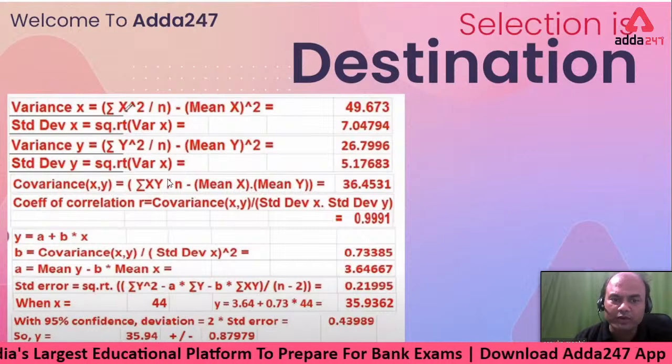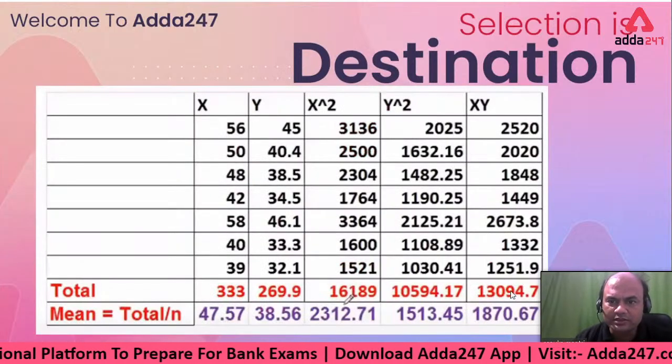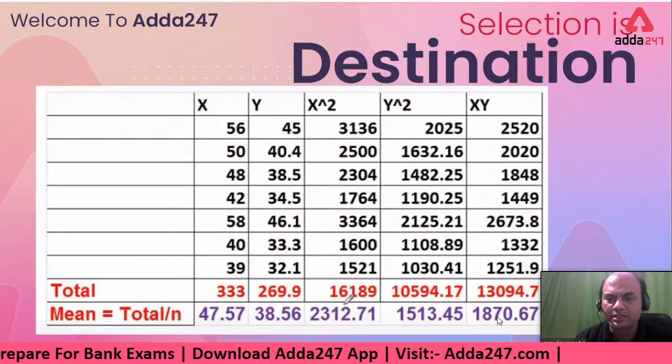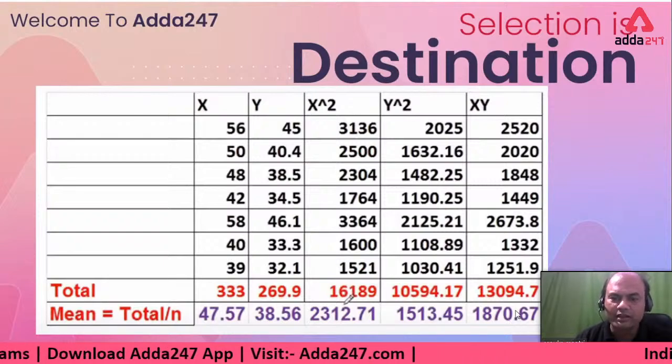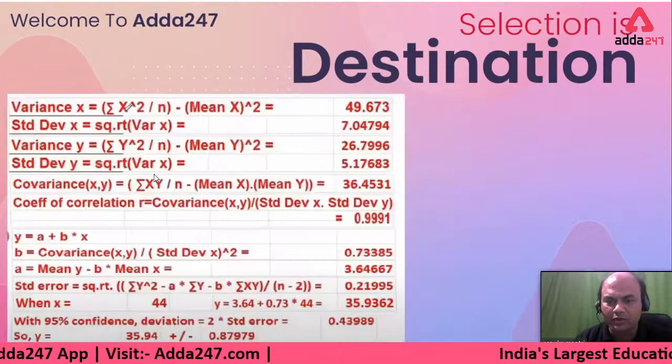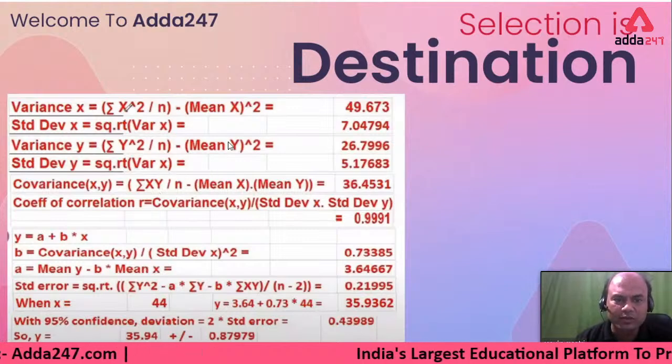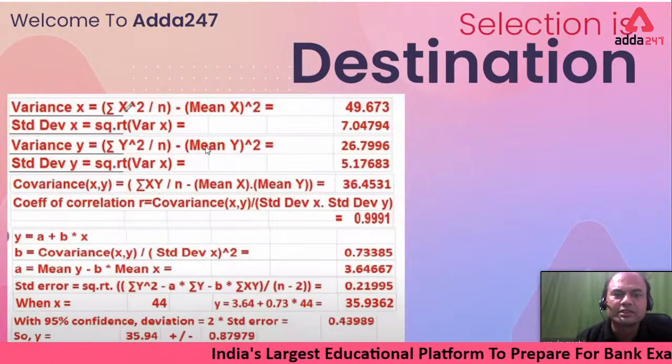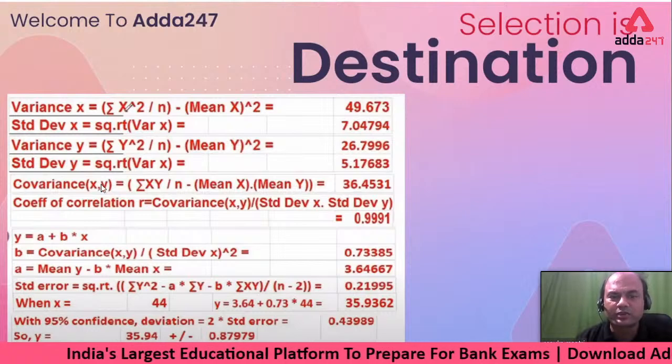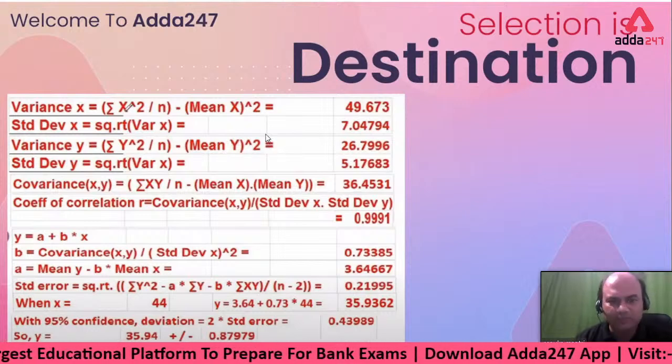So where do I get this value of summation xy upon n? See here, I have done the total. Summation xy upon n I have taken it, so I have got it. So it is summation xy upon n minus what? See this, it is y bar. So here it is xy, so it will be x bar y bar.